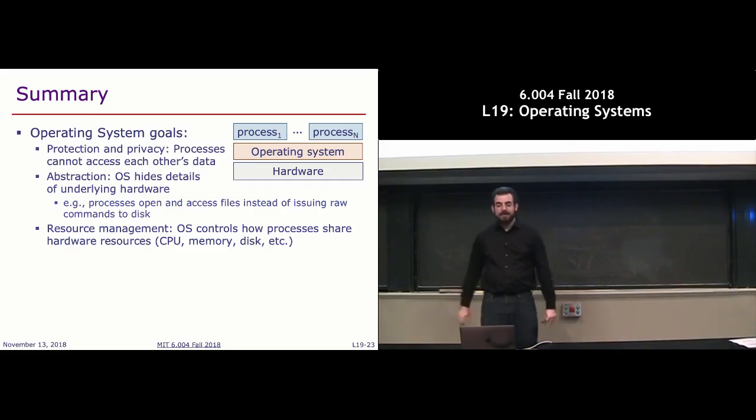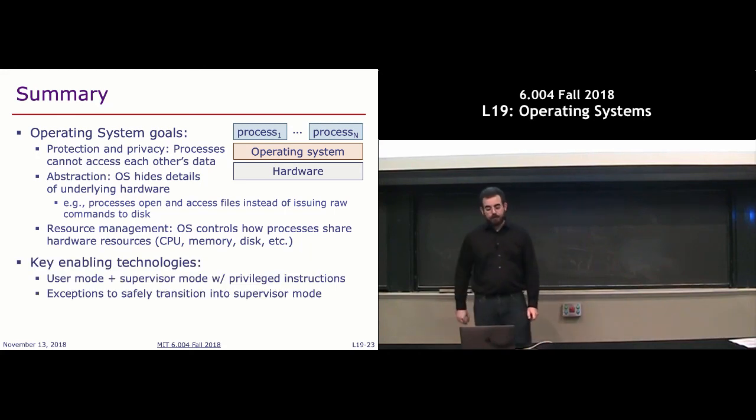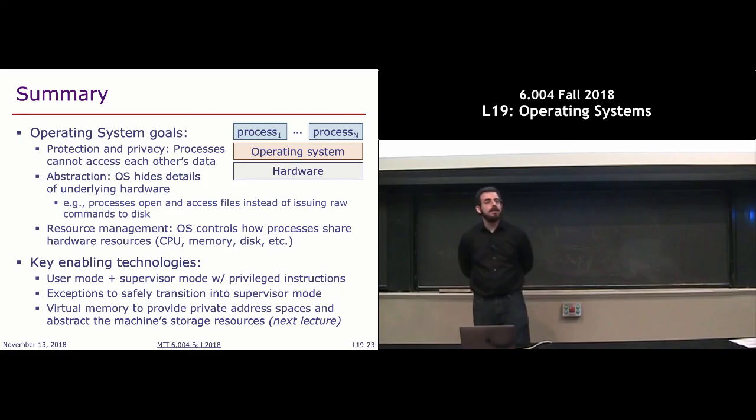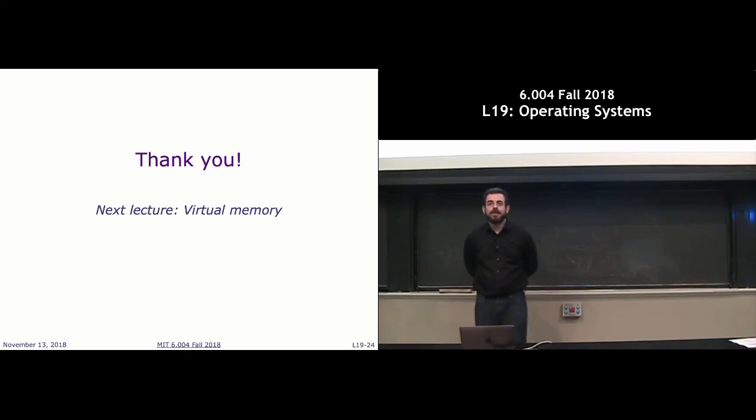So in summary, again, the key goals of operating systems are protection, abstraction, and resource management. Today we've seen how to do this. We require some hardware support to do this efficiently. We've seen how you can do lots of different things with user mode and supervisor mode, and with exceptions. And in the next lecture, we'll start our discussion of virtual memory. Thank you.